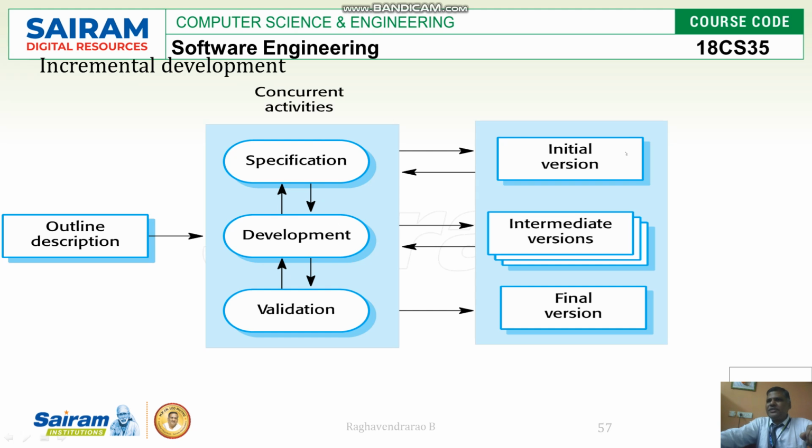After that, from validation it goes to the initial version, which gets released. Then any problems in that come back to the specification, development, and validation. This process continues. Then some intermediate versions will be there. First the initial version gets released, then intermediate versions get released. Intermediate versions get tested, and any suggestions are considered for the development. Finally, the final working model is delivered.